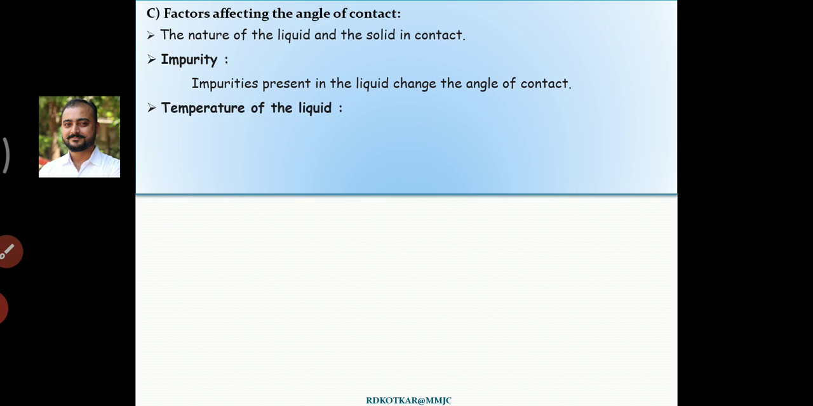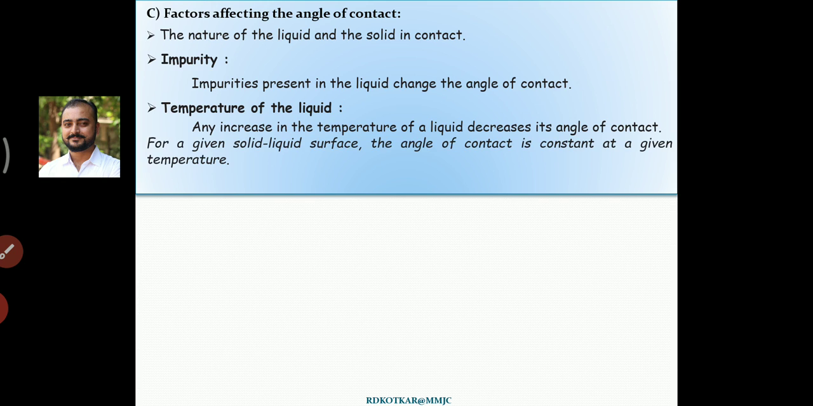Next is the temperature of the liquid. So what about the temperature? A temperature change produces a change in angle of contact in the following manner. Any increase in temperature of a liquid decreases its angle of contact. Meaning in any liquid, if you increase its temperature, the angle of contact decreases. Remember, an increase in temperature produces a decrease in angle of contact.